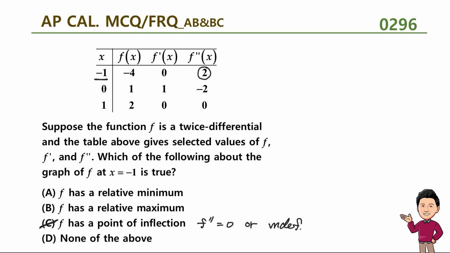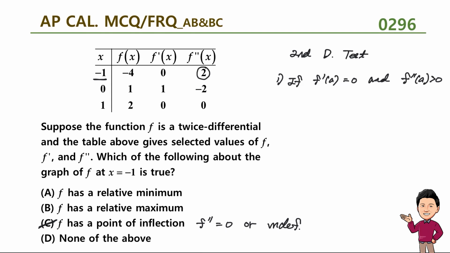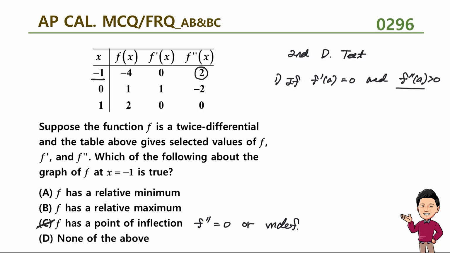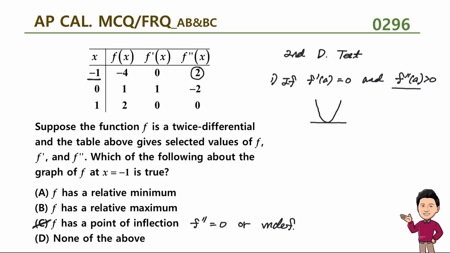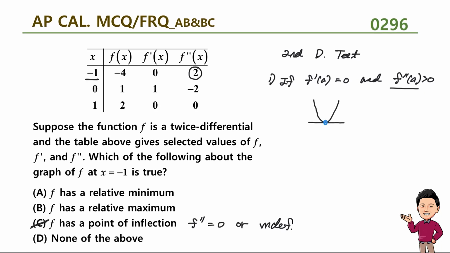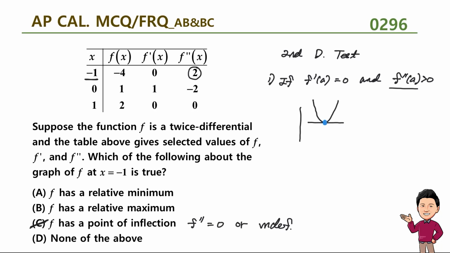Using the second derivative test, number 1, if f prime, let's say A, is equal to 0 and f double prime A is positive, then think about the graph of f. You know, it's concave up, and slope is 0, right? Slope is equal to 0. Then we will have relative minimum at this point, right? So let's say here's the x-axis, here's the y-axis, and this point is A.